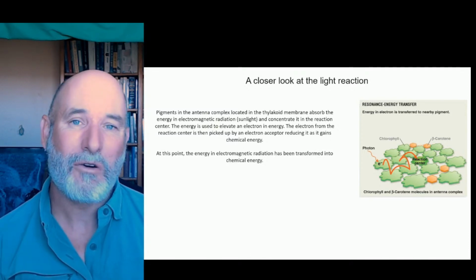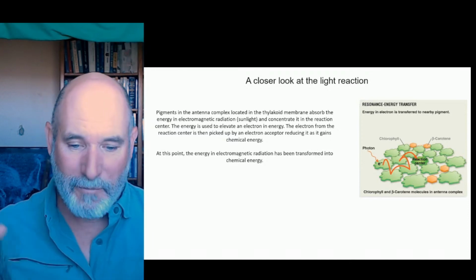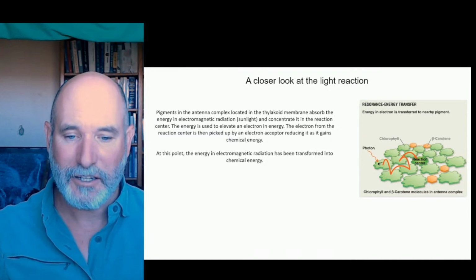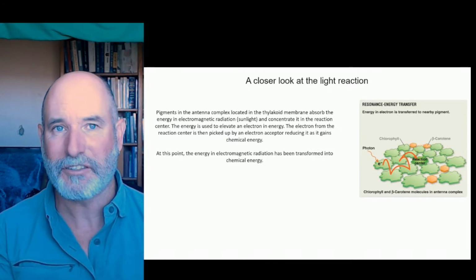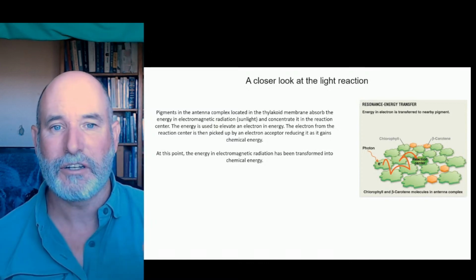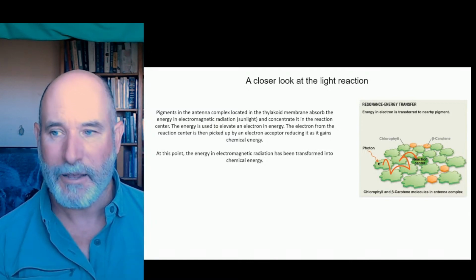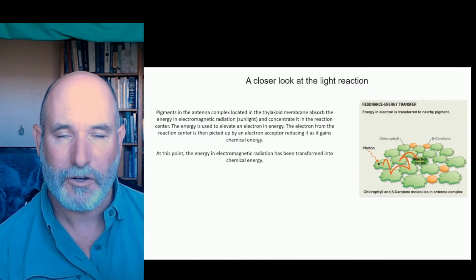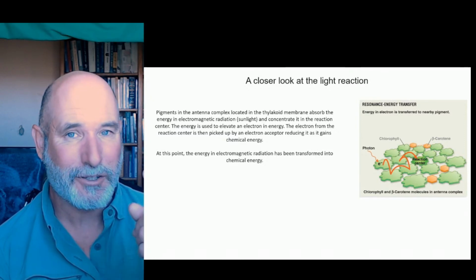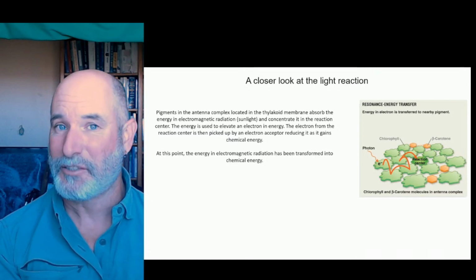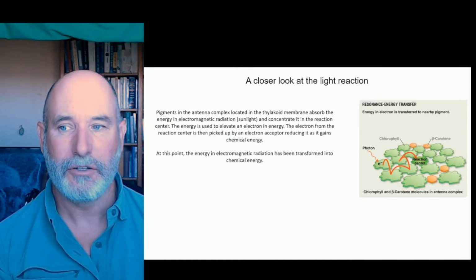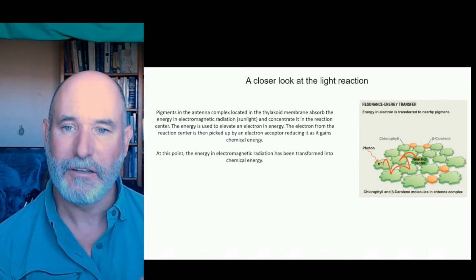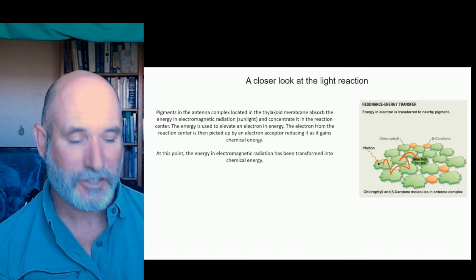But for right now, we'll go with the classical explanation that they basically, through inductive resonance, concentrate the energy into the reaction center, which then elevates those electrons up very high. Okay? Now, there are two photosystems. Photosystem 2 and photosystem 1. I know I said 2 first. Photosystem 2 was discovered second, but it actually comes first.